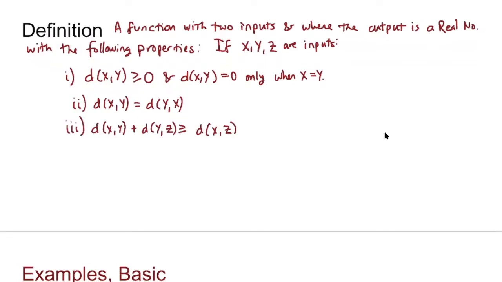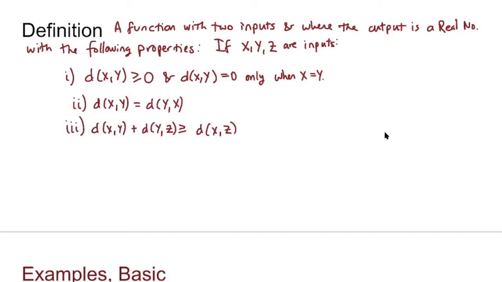And the last one is probably the least obvious, but when you think about it the right way, it also makes a whole lot of sense. The last one is that if you go from x to z through an intermediate point y, that should be just as far or farther than if you went straight from x to z. So it's the idea that the shortest distance between 2 points is a straight line. In mathematics, we typically call that the triangle inequality.